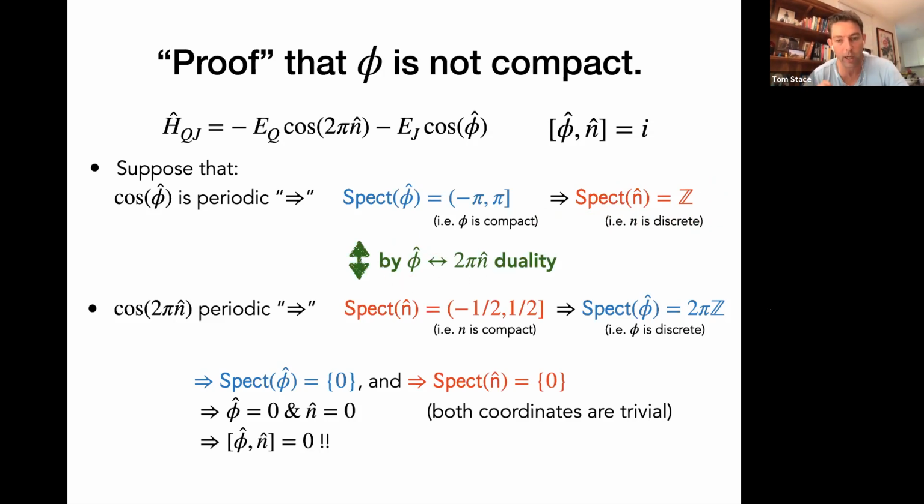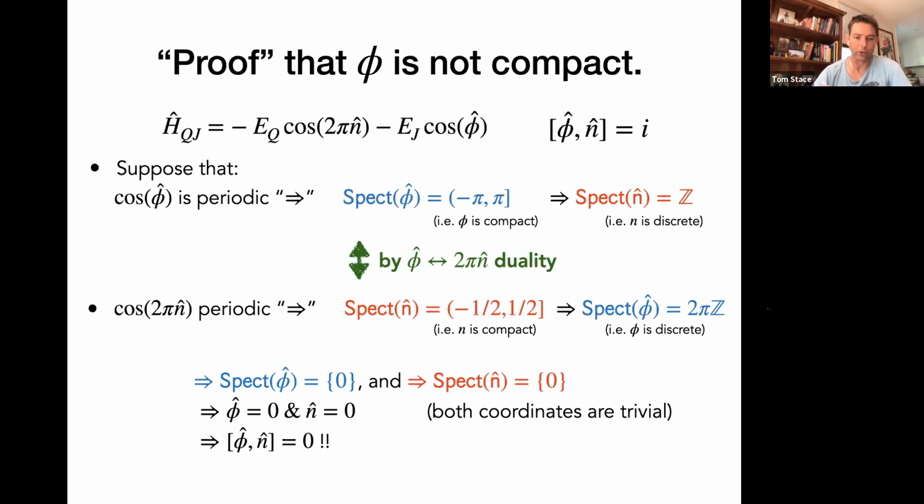So I'm going to invoke that duality and say, well, in that Hamiltonian that I wrote down for this new kind of qubit, cos 2 pi n is periodic, and by duality, that's going to imply that the spectrum of the charge is compact on the interval -1/2 to 1/2. And a consequence of that is that the spectrum of the flux or the phase is the integers, 2 pi times the integers. So phi is a discrete coordinate.